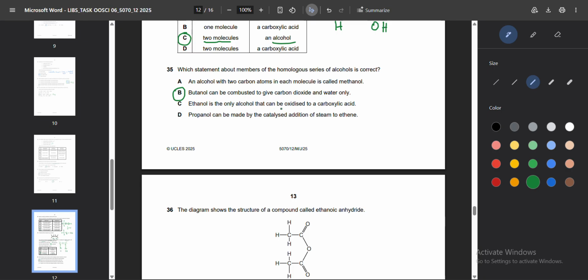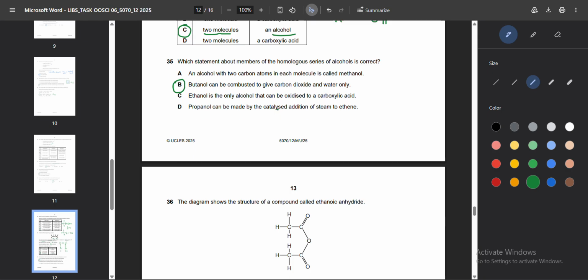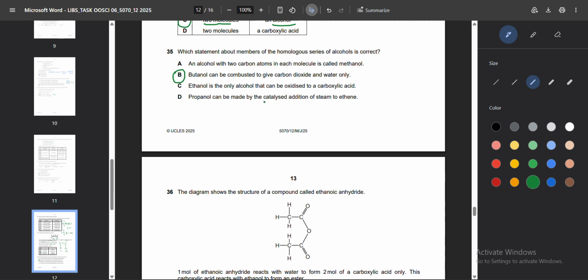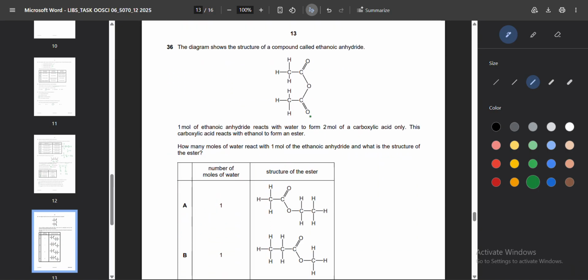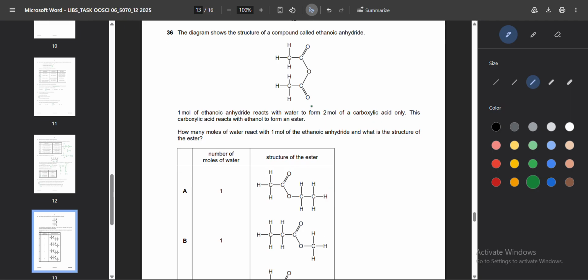Ethanol is the only alcohol that can be oxidized to carboxylic acid. No, all the alcohols can be oxidized to carboxylic acid. Propanol can be made by the catalytic addition of steam to ethene. No, propanol has 3 carbon atoms and ethene has 2 carbon atoms. Okay.